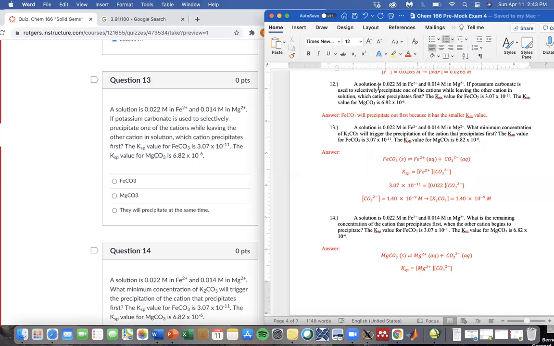The premise of it is that you're given a solution that has two different ions in it that have different KSP values. And so when you progressively add in an anion, in this case CO3 2-, as you progressively add that in, one of them is going to precipitate out first, because you're going to have reached that K value, and then Q is going to be greater than K before you've precipitated out the other one.